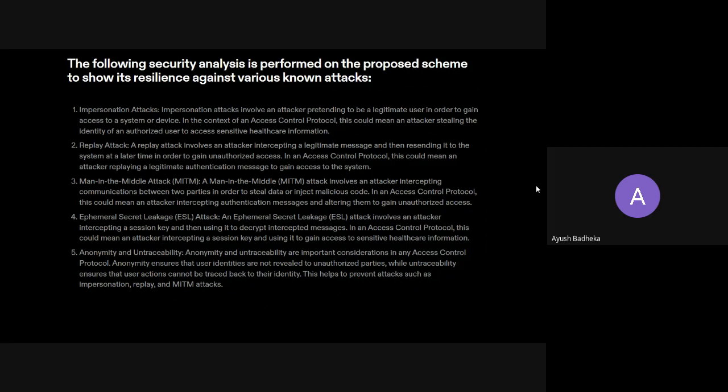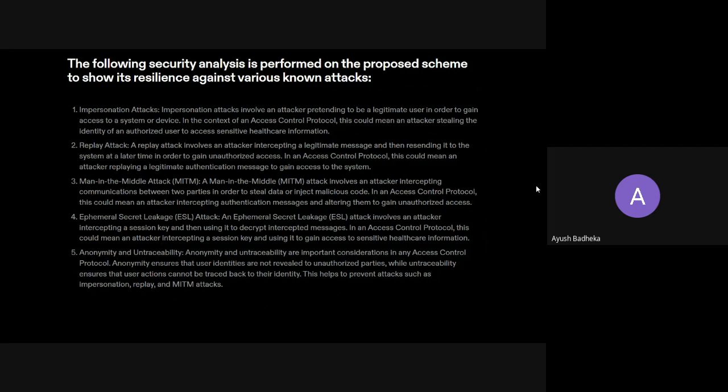Replay attack. A replay attack involves an attacker intercepting a legitimate message and then resending it to the system at a later time in order to gain unauthorized access. There are many entities and many organizations which have faced these problems in the longer run, back in times when they didn't have IoT or blockchain-enabled healthcare application security within their own organization. In an access control protocol, this could mean an attacker replaying a legitimate authentication message to gain access to the system. Man in the middle attack.